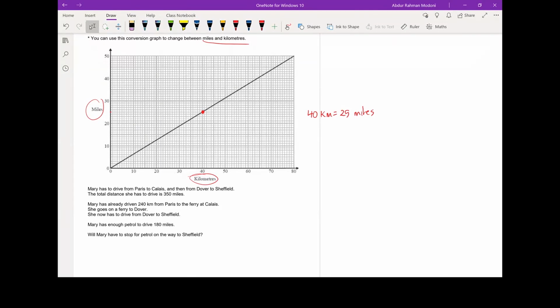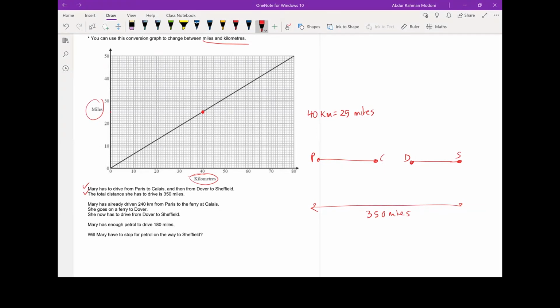and then from Dover to Sheffield. The total distance she has to drive is 350 miles. So we've got Paris to Calais and then from Dover to Sheffield. Set up a little line diagram to indicate that. The total distance is 350, so that's the total of all of that. That distance is 350. So I've represented it in a nice kind of diagram.